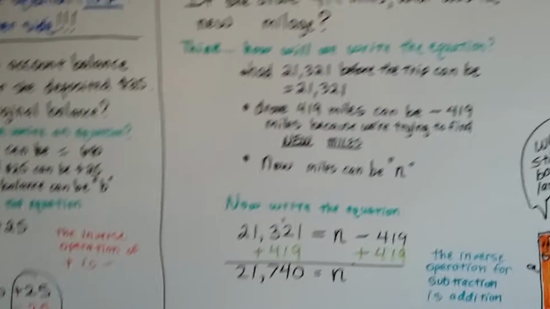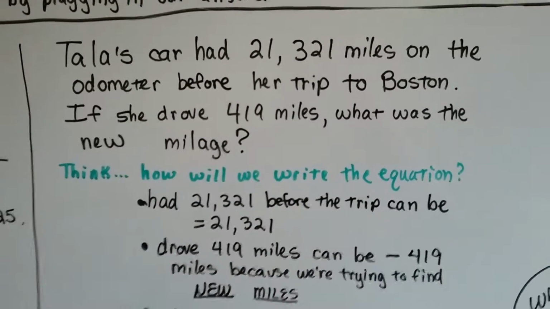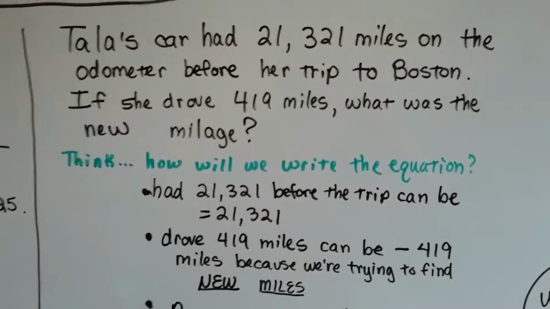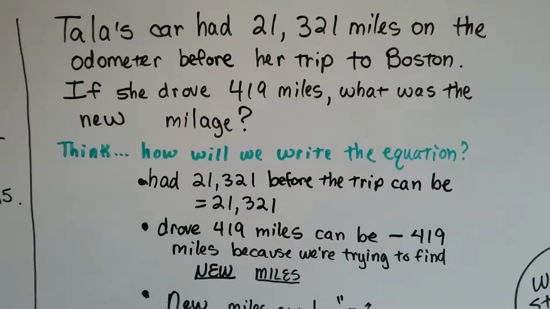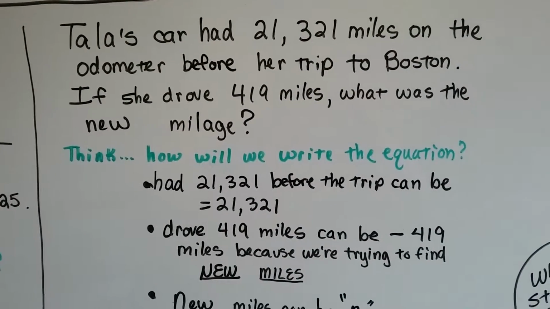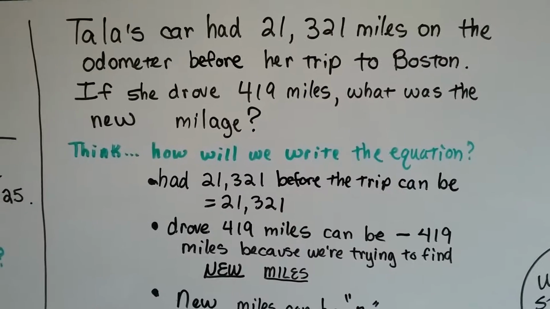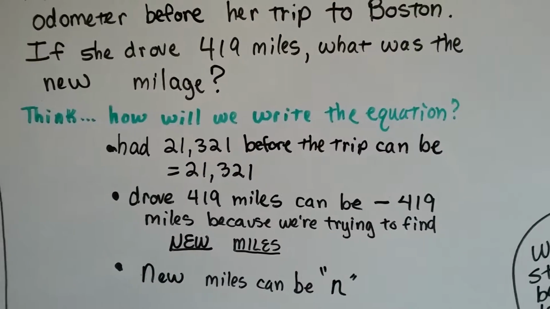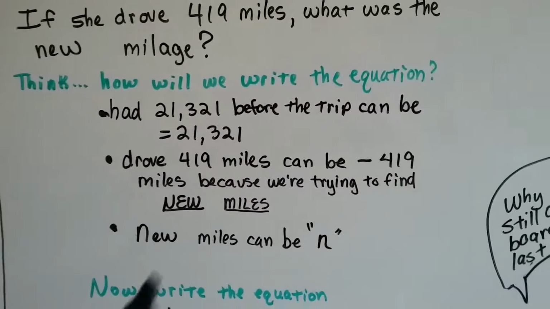All right, let's try it one more time. See if I can help you here. Tala's car had 21,321 miles on the odometer before her trip to Boston. If she drove 419 miles, what was the new mileage? So we think, how are we going to write this equation? Well, had 21,321 before the trip can be equals 21,321. Drove 419 miles can be minus 419 miles because we're trying to find new miles. So new miles can be n.